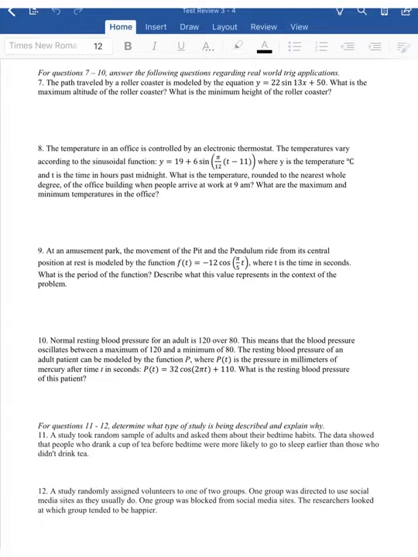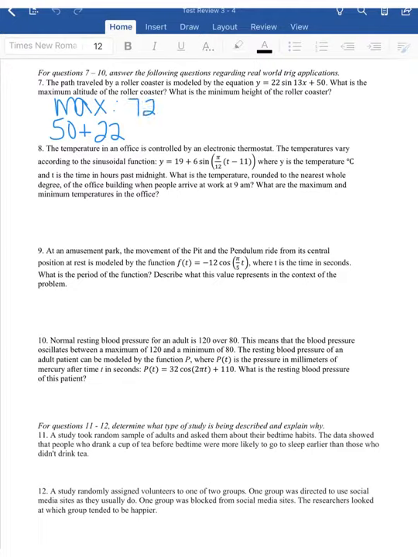Numbers 7 through 10, I'm sorry. We have real world trig stuff. So what we just did, we're going to put into an actual real world example. So for number 7, it talks about the path of a roller coaster. It wants to know what is the maximum altitude. The maximum altitude is the maximum height. So I would take, for the max, I would take the midline, which is 50, and add the altitude, which is 22. So this max is going to be 72.